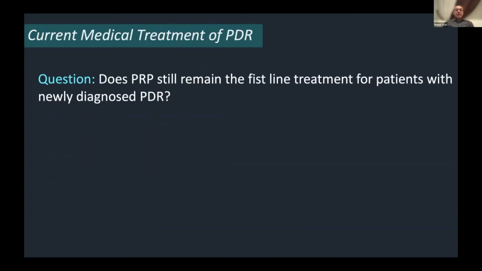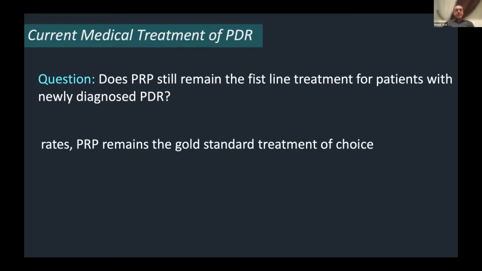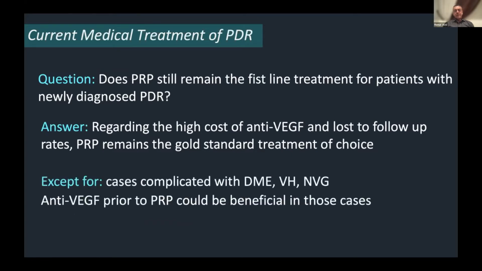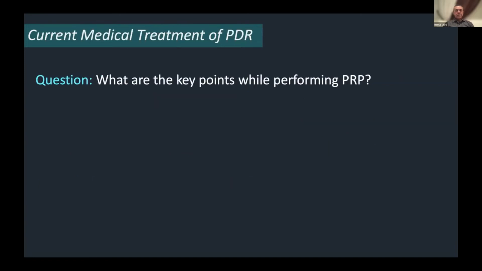So the question is, does PRP still remain the first-line treatment for patients with newly diagnosed PDR? Regarding the high cost of anti-VEGF and loss to follow-up rates, PRP remains the gold standard treatment of choice, except for cases complicated with DME, vitreous hemorrhage, and neovascular glaucoma. We prefer anti-VEGF, and it can be beneficial in those cases.